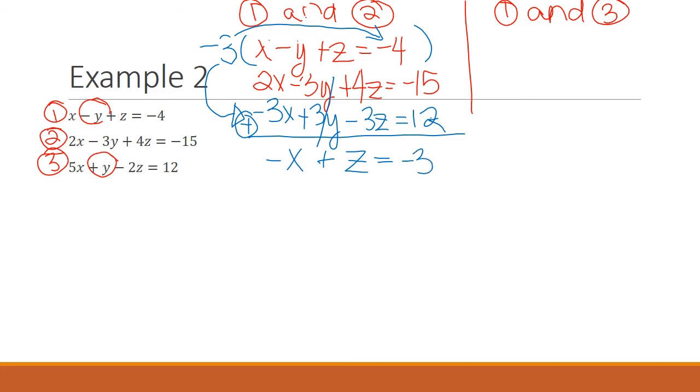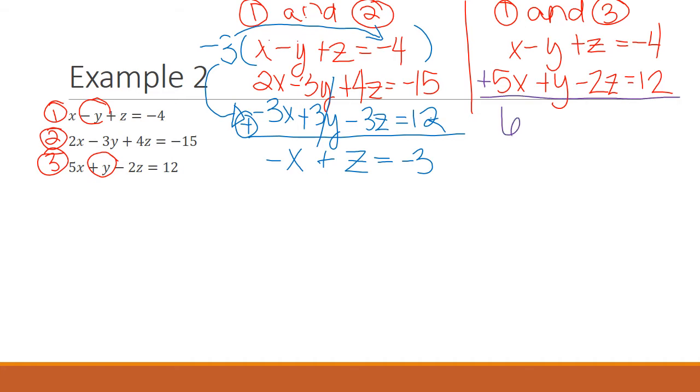Okay, so now I can do 1 and 3. I got x minus y plus z equals negative 4, and 3 is 5x plus y minus 2z equals 12. And I picked eliminating y because I saw that these guys will cancel out without having to multiply anything. So I can go ahead and add these guys. I end up with 6x, my y's cancel out. Z minus 2z is going to be minus z, and negative 4 plus 12 is going to give me 8.